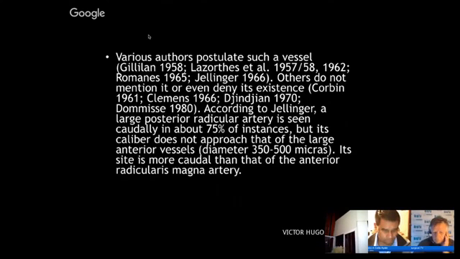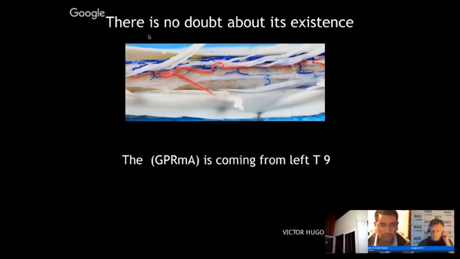According to Jellinger, a large posterior radicular artery is found caudally in about 75% of instances, but its caliber does not approach that of the large anterior vessels. Diameter 350 to 500 microns. Its site is more caudal than that of the anterior radicularis magna artery. There is no doubt about its existence, and it's very important to know this artery.